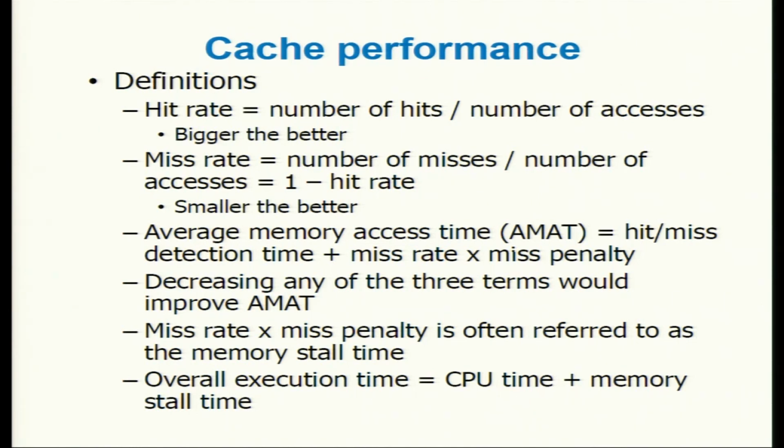Okay, so what dictates cache performance? As we said, we want to have more hits in our cache. So hit rate is an important parameter for cache performance. It's the number of hits divided by the number of accesses. That's called the hit rate of the cache, and bigger is better. Ideally I want a 100% hit rate in my cache, where everything is found in the cache. And the miss rate is the number of misses over the number of accesses, which is 1 minus the hit rate. I want the miss rate to be as small as possible.